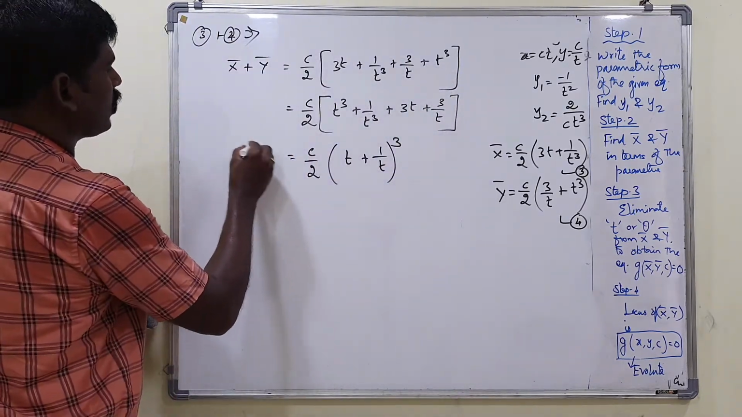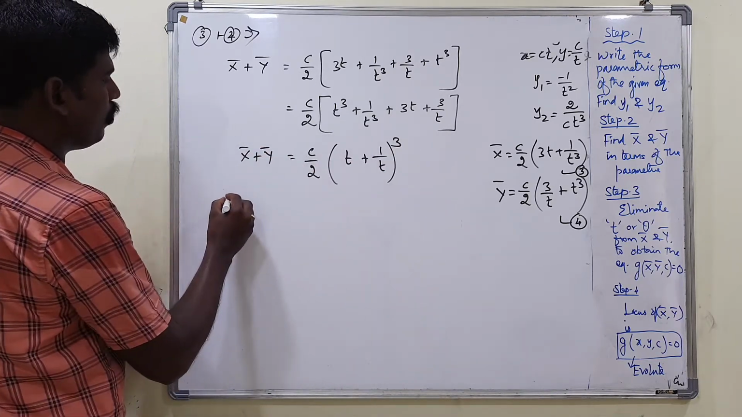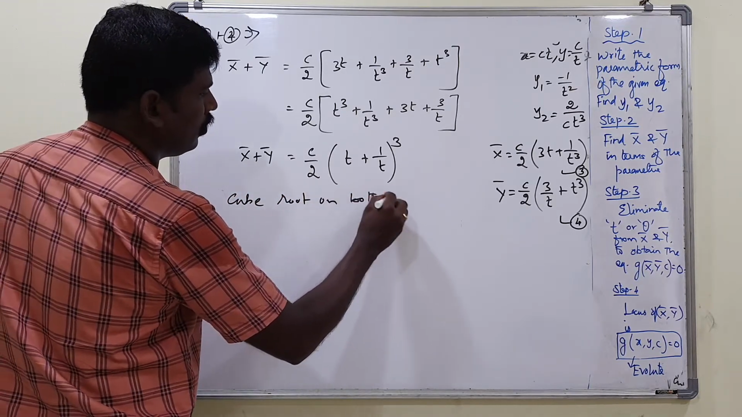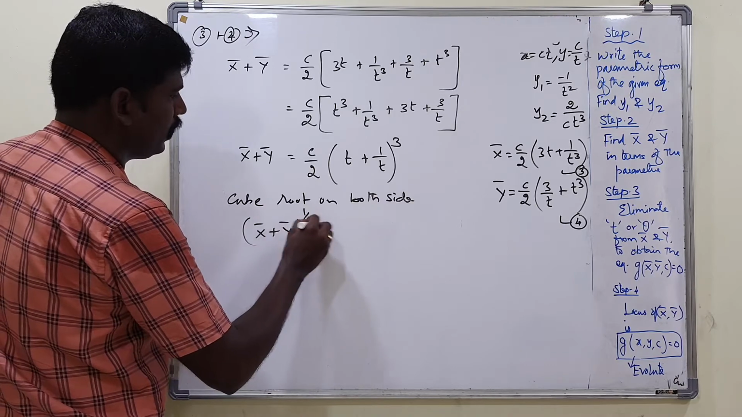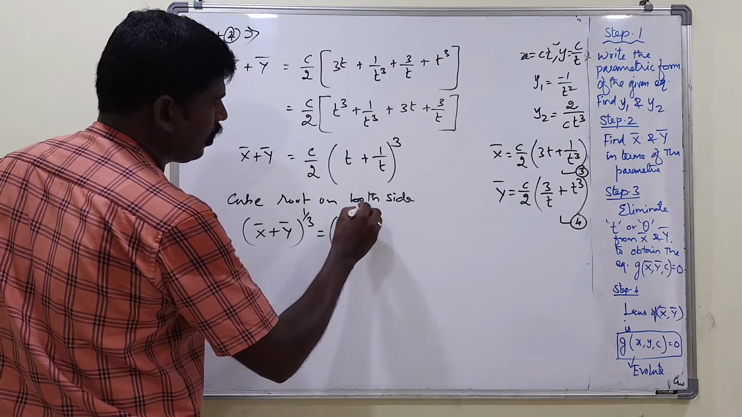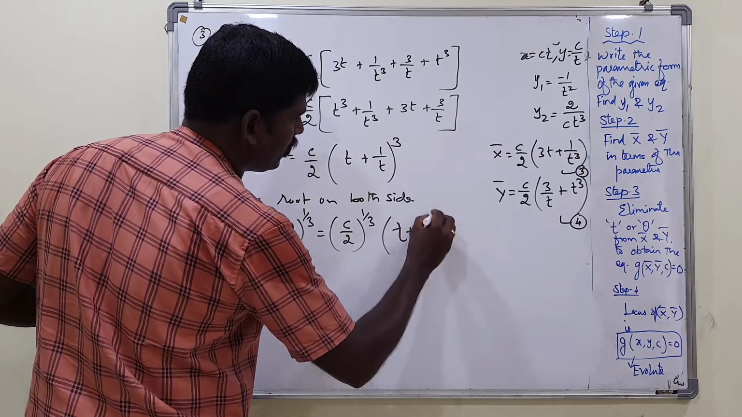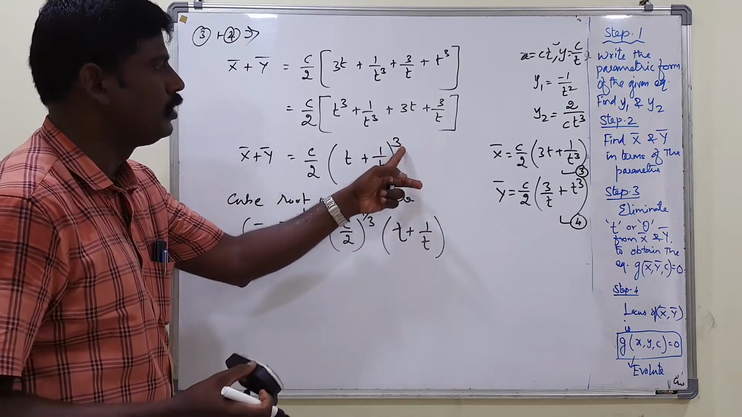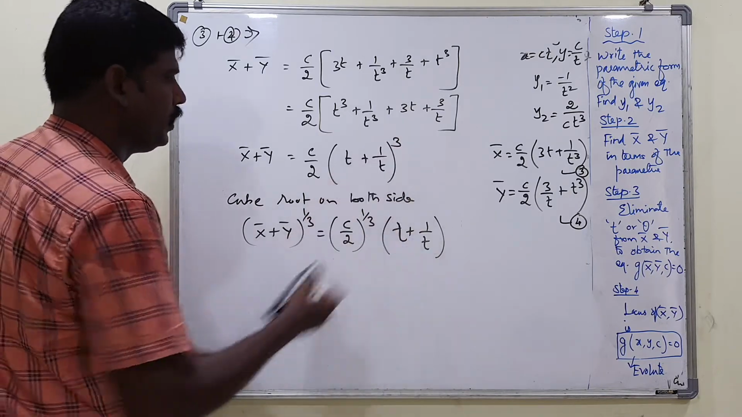x̄ + ȳ. Now taking cube root on both sides. So (x̄ + ȳ)^(1/3) equals (c/2)^(1/3) into (1 + t + 1/t)... the power 1, isn't it? The cube will be eliminated when we take the cube root on both sides, the 3 cancels with the power 1/3. So the remaining will be t + 1/t.